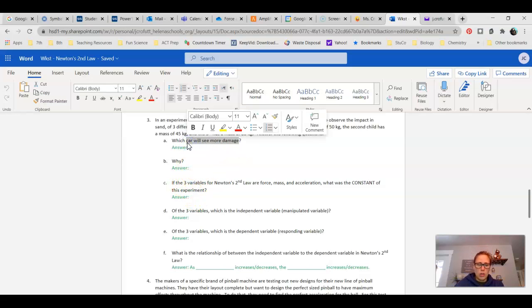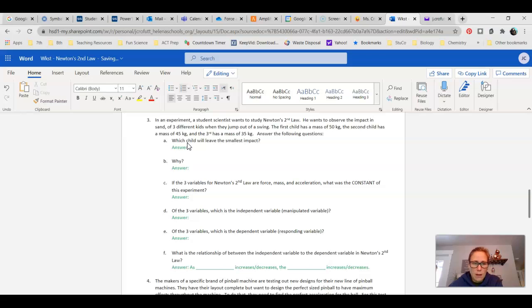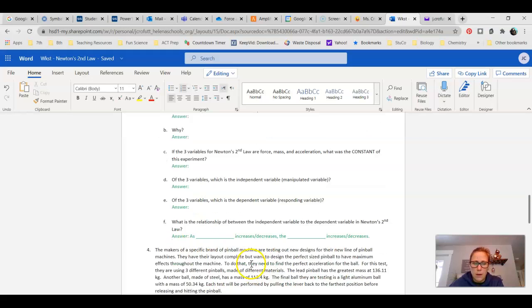Okay, answer the following. Which child will leave the smallest impact? Okay, and why? And then again, tell me what the constant is. What thing did we not change out of force, mass, and acceleration? Out of force, mass, and acceleration, which one's the independent and which one's the dependent? And then what's the relationship between the independent and the dependent?